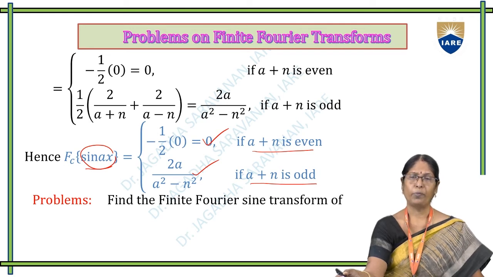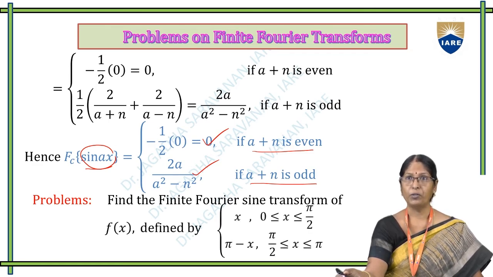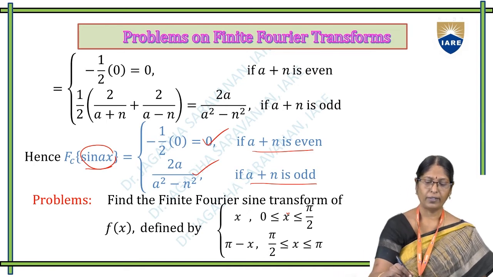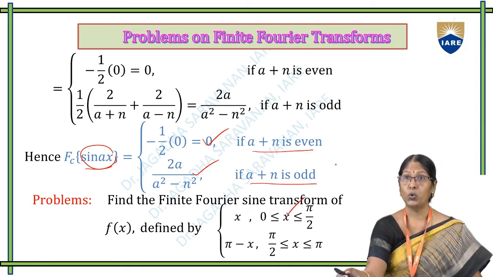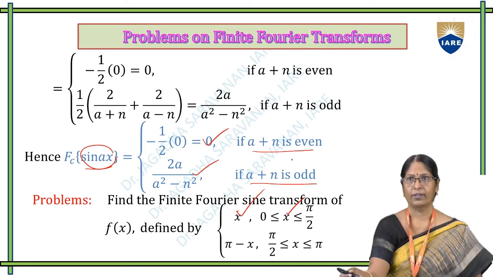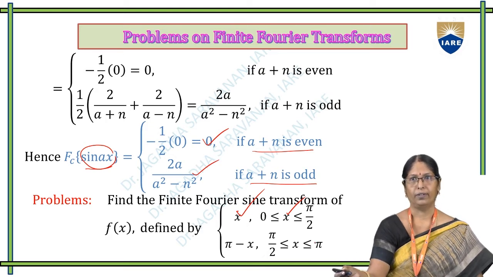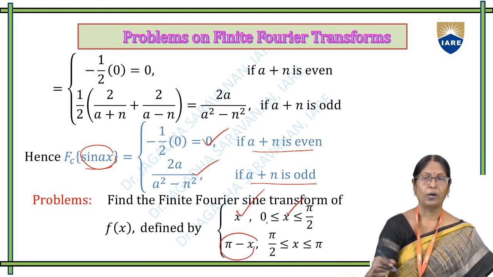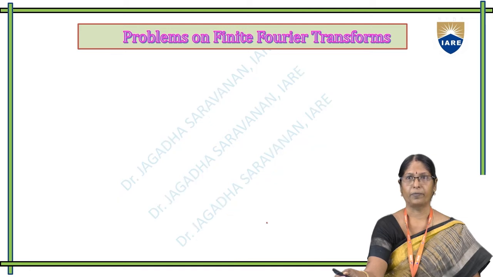The second problem is: find the finite Fourier sine transform of f of x defined by, for x lying between 0 to pi by 2, the function is x. For x lying between pi by 2 to pi, the function is pi minus x.